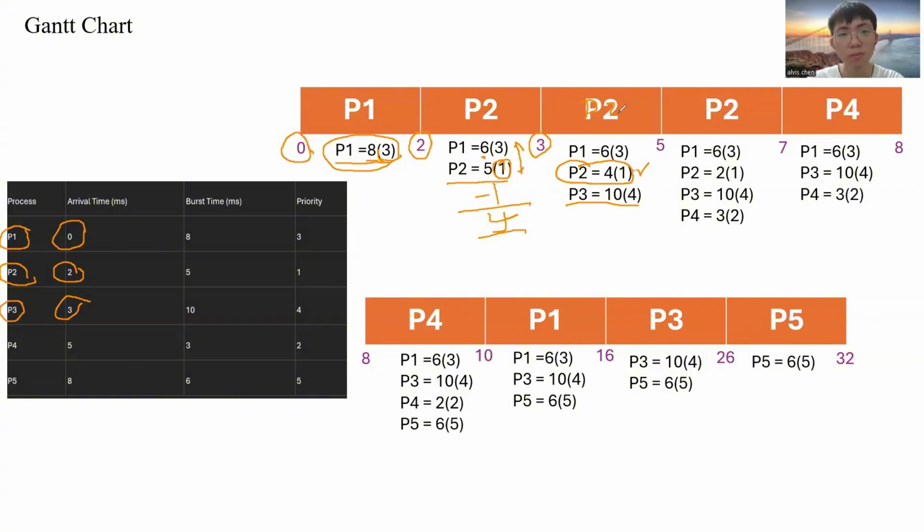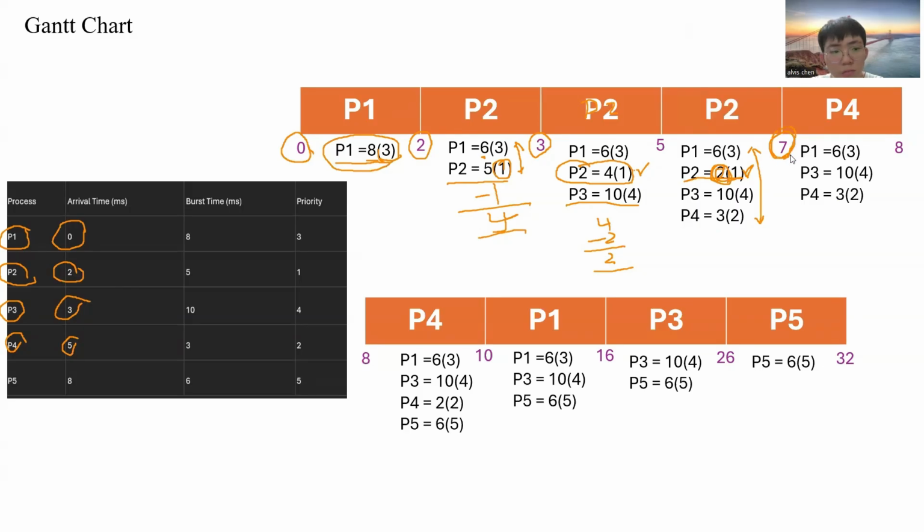Okay. The next one, which one is the arrival, is the P4. The time is 5. Okay. And we write down the burst time and the priority, and we compare which one goes first. This 4, the first one, right? The priority, the first one. Okay. So we write down the P2, and because 3 to 5 is 2, right? 4 minus 2 is 2. So the P2 becomes 2, the burst time is 2, and the priority is 1.